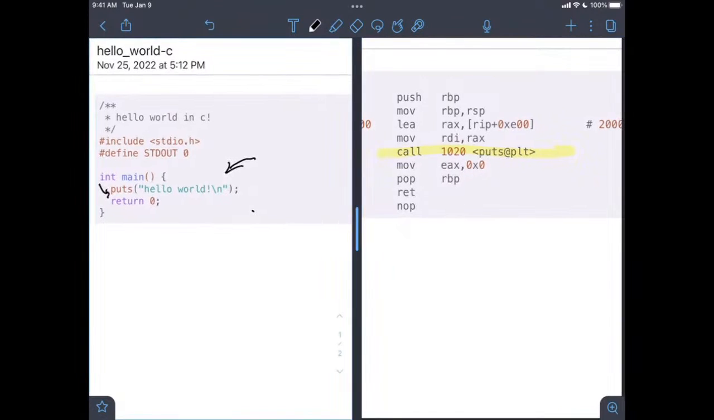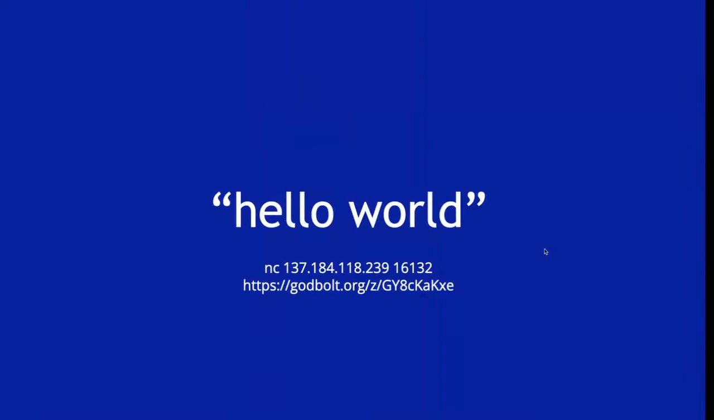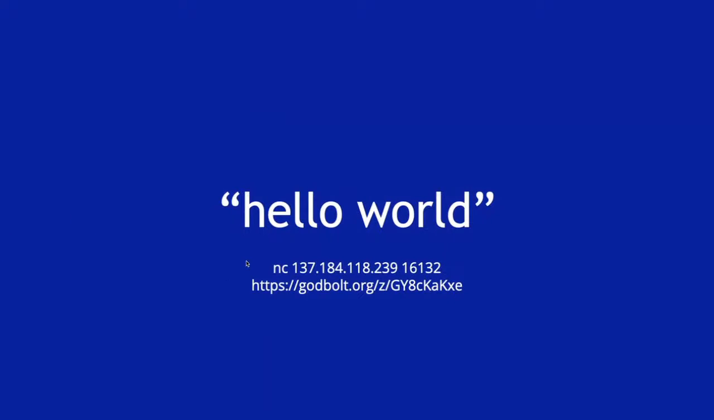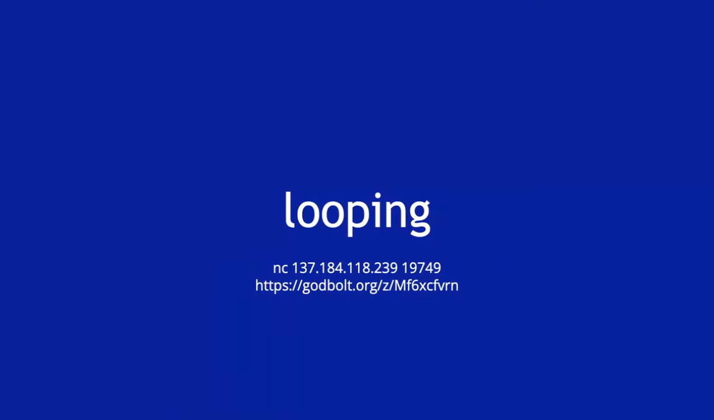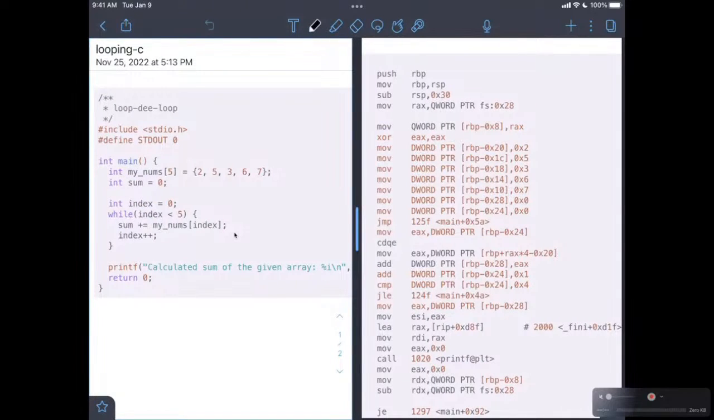So yeah, that's hello world. And that is hopefully a good explanation, at least a good start into everything. The next step is going to be looping. Looping involves something called jumps, or bouncing around in the code, as I like to think of it.